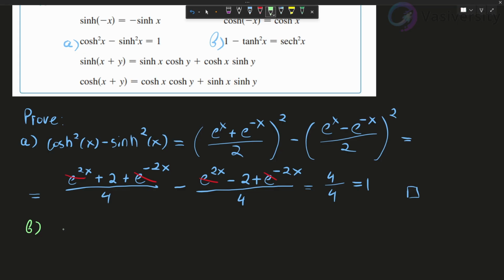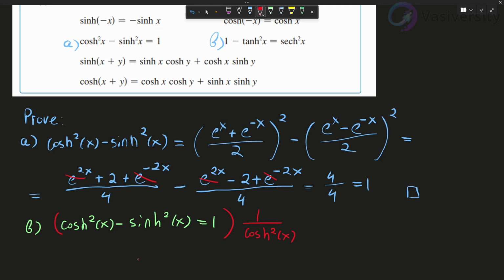We're going to start with the first identity that we just proved: hyperbolic cosine squared of x minus hyperbolic sine squared of x is equal to 1. So let's multiply the entire equation by 1 over hyperbolic cosine squared of x. We know that it is non-zero, it does not cross 0, so we don't have any restrictions and we can divide by that function.